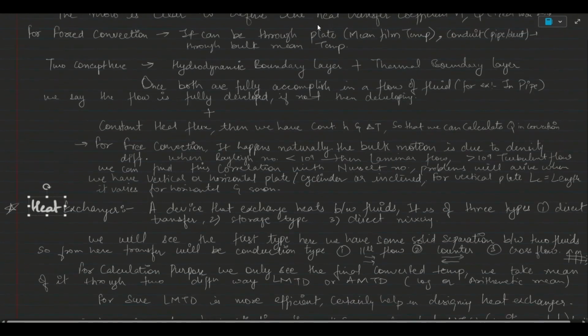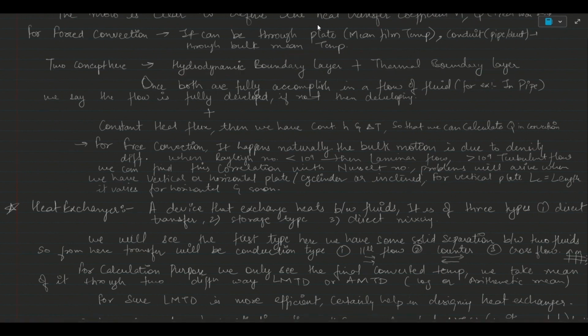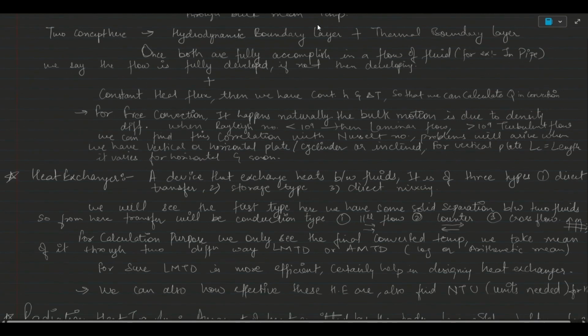Now here come two concepts, as I told you: the hydrodynamic boundary layer and the thermal boundary layer. Both have their independent laminar and turbulent flow. As the word hydrodynamic itself tells, it is dealing with the fluid part. Thermal means the heat part. Once both of them are fully accomplished in a flow, then we say the flow is fully developed, unless it is still developing in a pipe, for example.